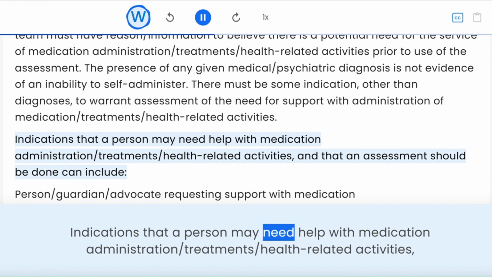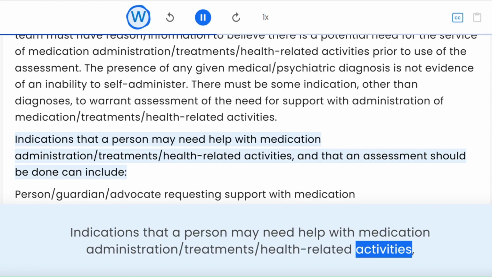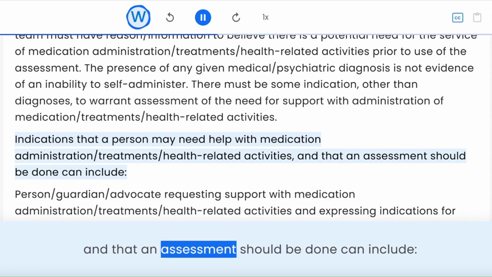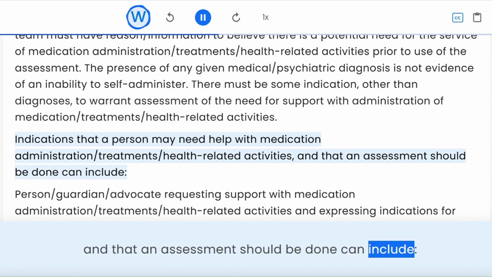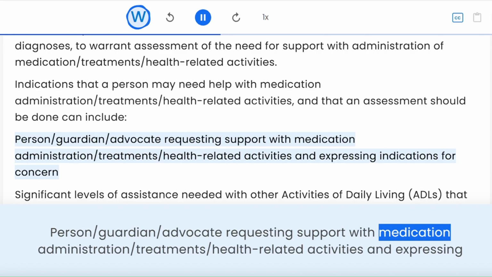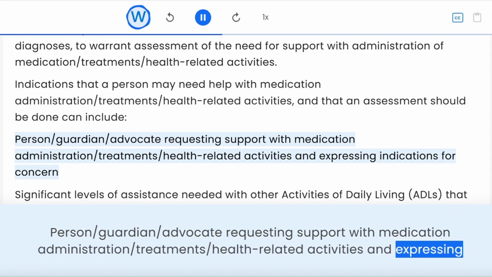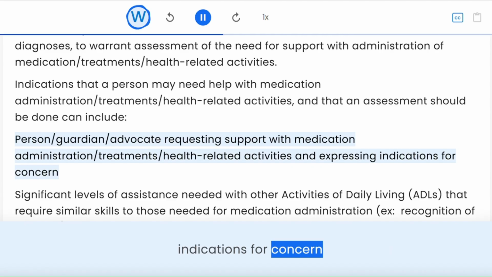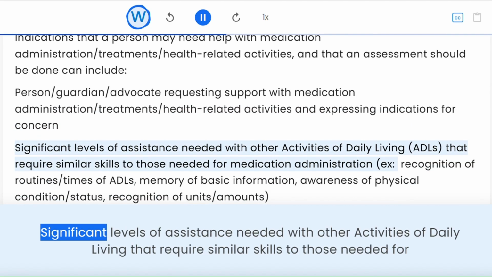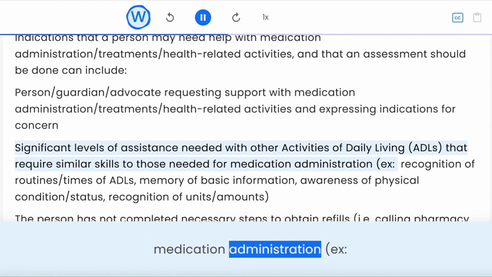Indications that a person may need help with medication administration, treatments, health-related activities, and that an assessment should be done can include the person, guardian, or advocate requesting support with medication administration, treatments, health-related activities, and expressing indications for concern. Significant levels of assistance needed with other activities of daily living that require similar skills to those needed for medication administration.